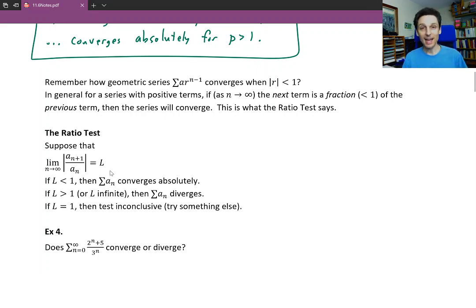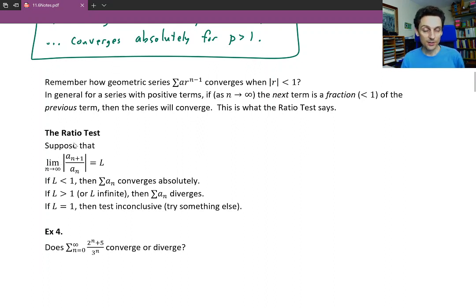If L is like a half, basically you're multiplying by a half to get the next terms. Maybe not exactly a half, but closer and closer to a half. Then it's going to be acting a lot like a geometric series with a common ratio of a half. So you can think of L here as being like your common ratio. If L is a half, you're going to have a convergent series. If L is 5, then essentially you're multiplying by 5 to get the next term of the series, and that's going to blow up to infinity. So in that case, the series would diverge.